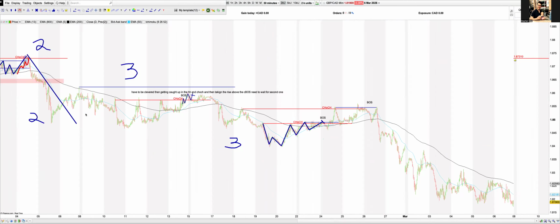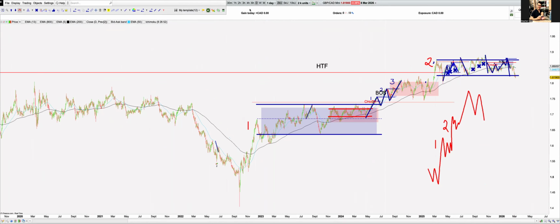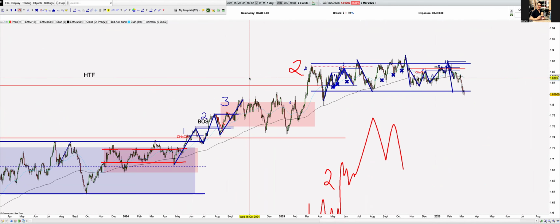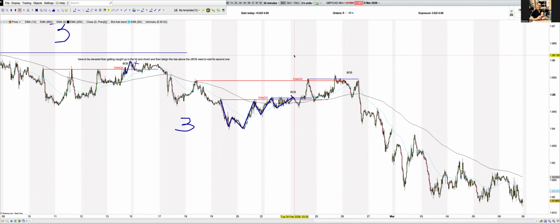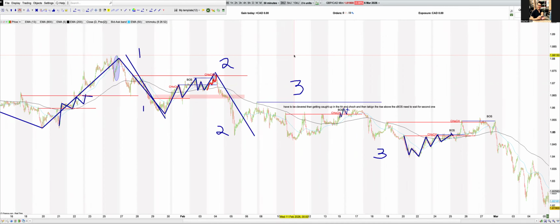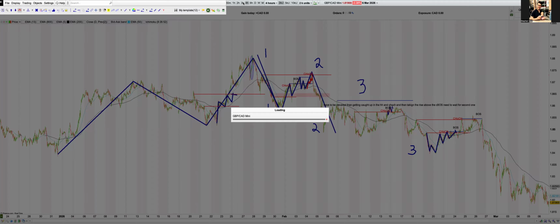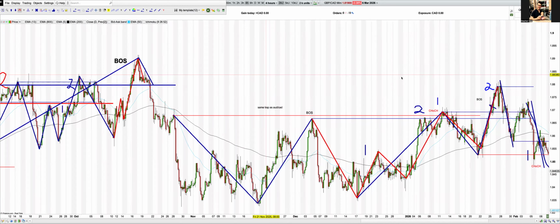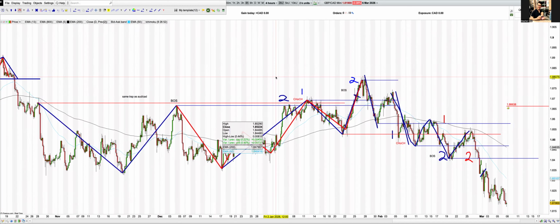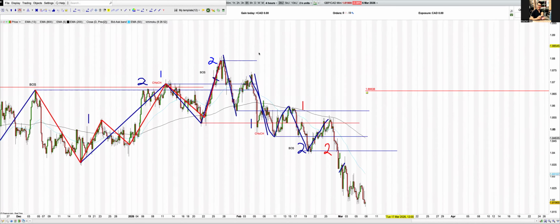GBP CAD, this is another one. So level 1, level 2, loads of consolidation. We've got structure as well. A, B equals C, D. Suspicious, basically. I am suspicious about this one. Have to wait and see. Nothing at the moment on that.